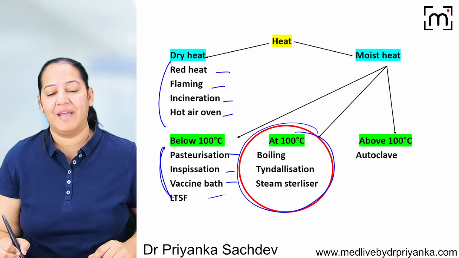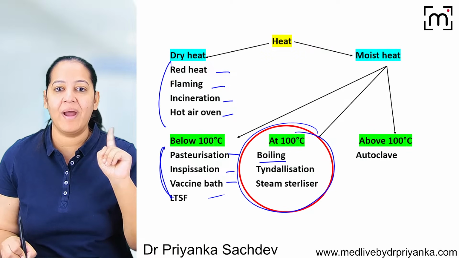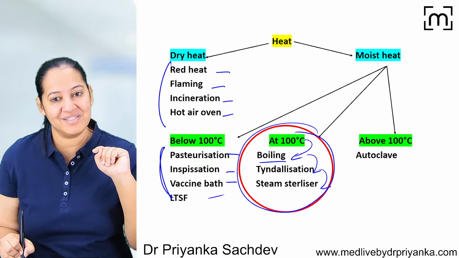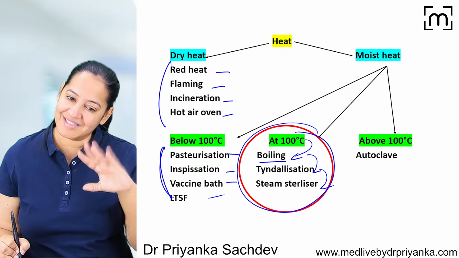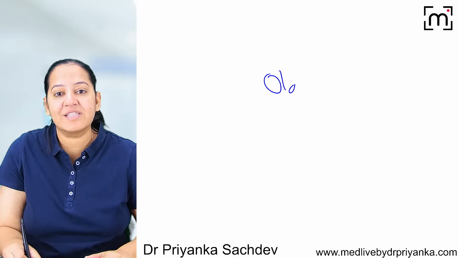Coming to 100 degrees, we have three methods, and we will discuss all three one by one. First, boiling. We know water boils at 100 degrees. The second is Tyndallization and the third is the steam sterilizer. We will see all three and examples of each. Let's start with boiling. Boiling is the oldest method, I must say.